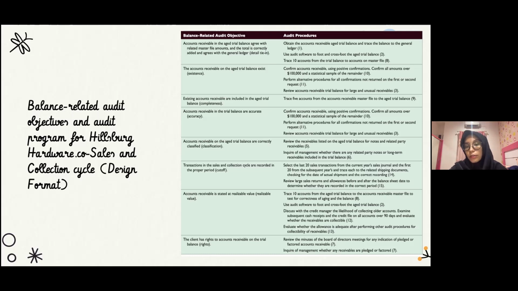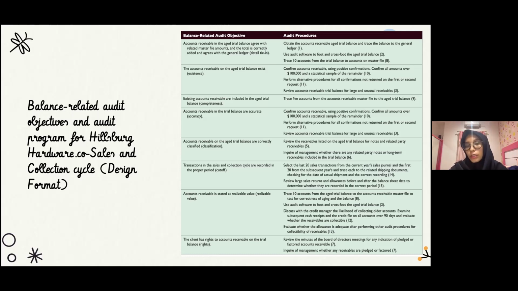The audit procedure is to review the receivable list on the age trial balance for notes and related party receivables. Inquire of management whether there are any related party notes or long-term receivables included in the trial balance. And then, the transactions in the sales and collection cycle are recorded in the proper period, or cutoff.